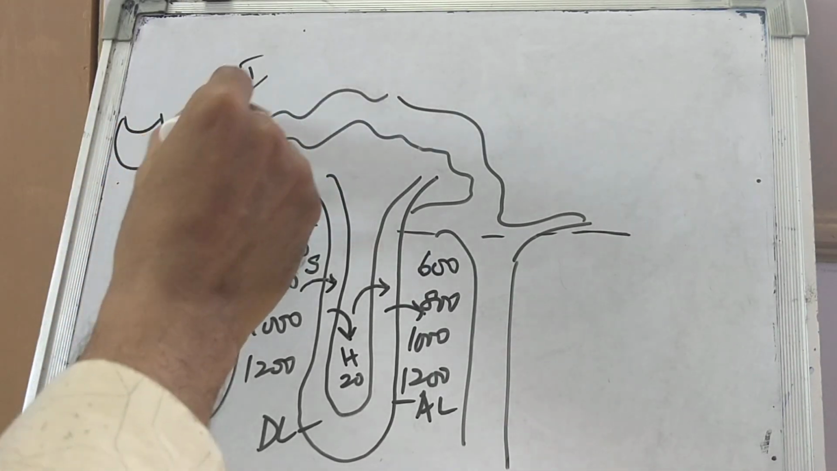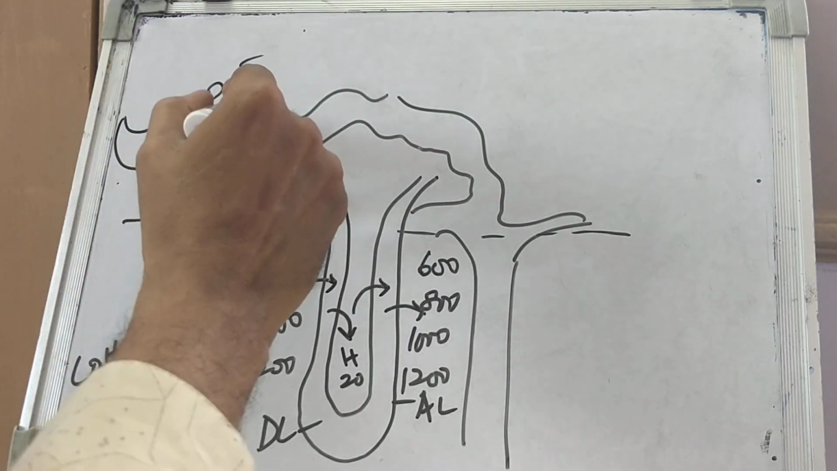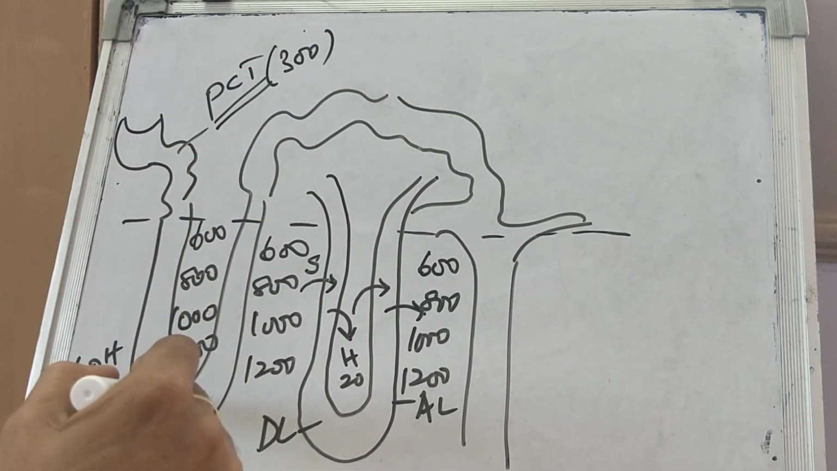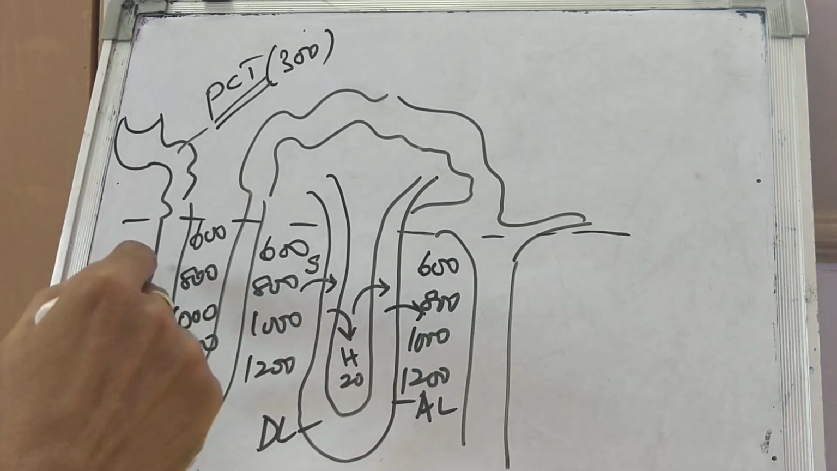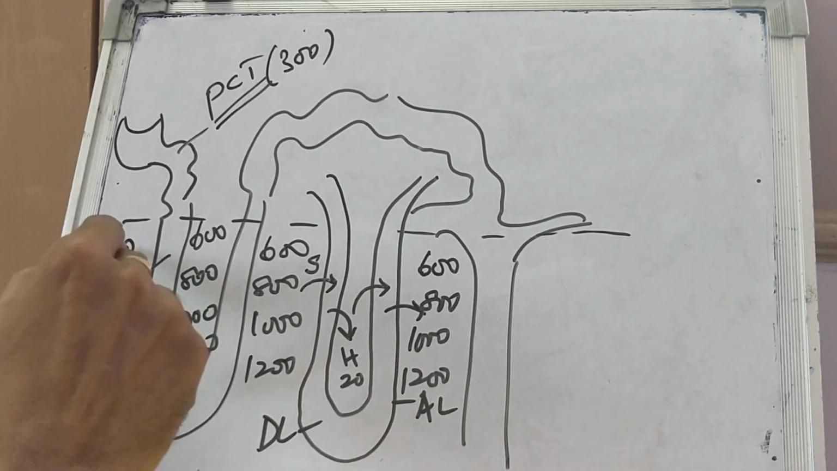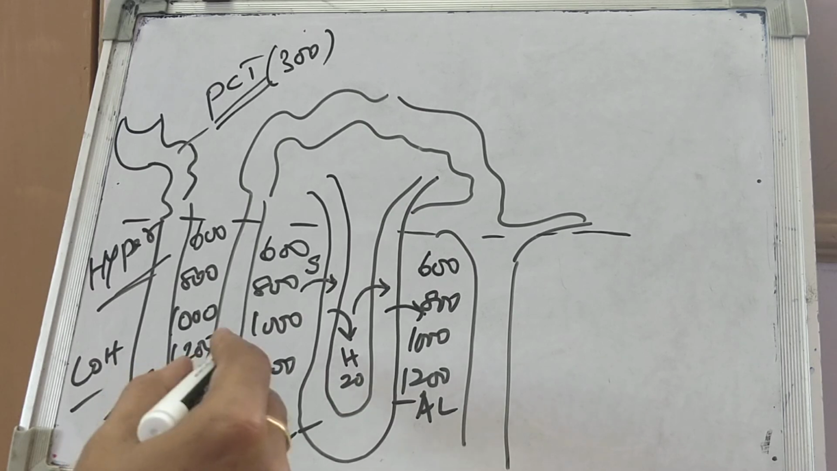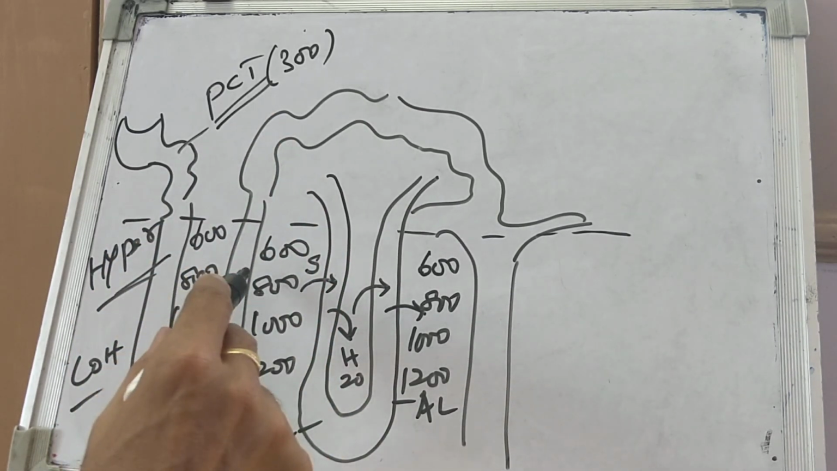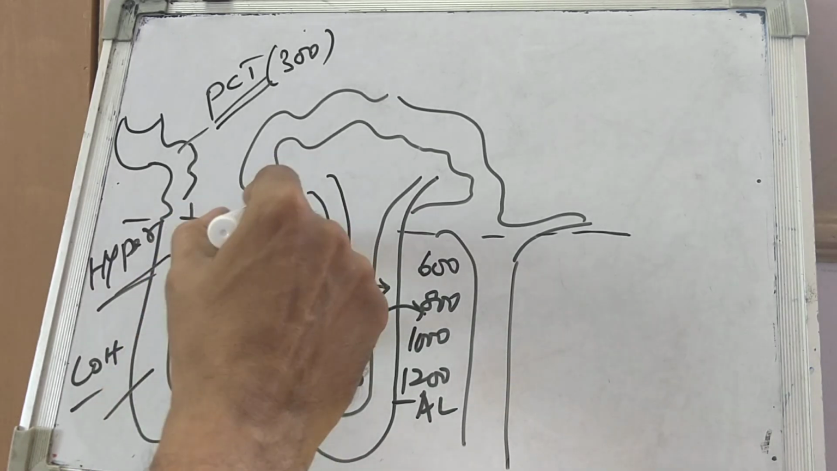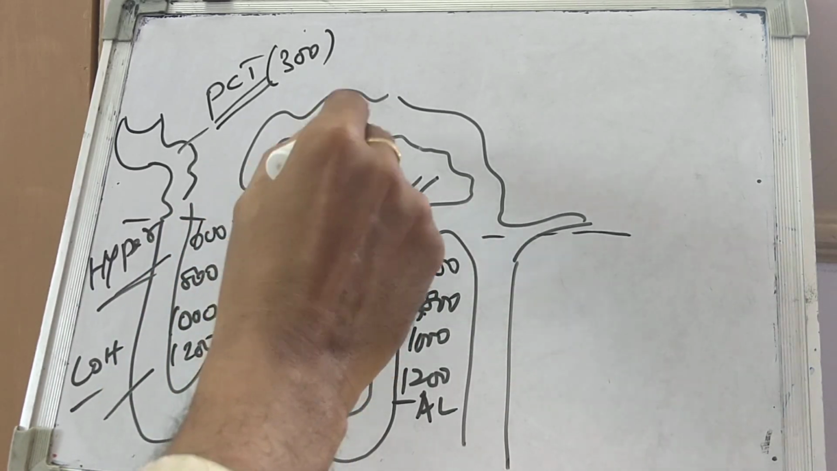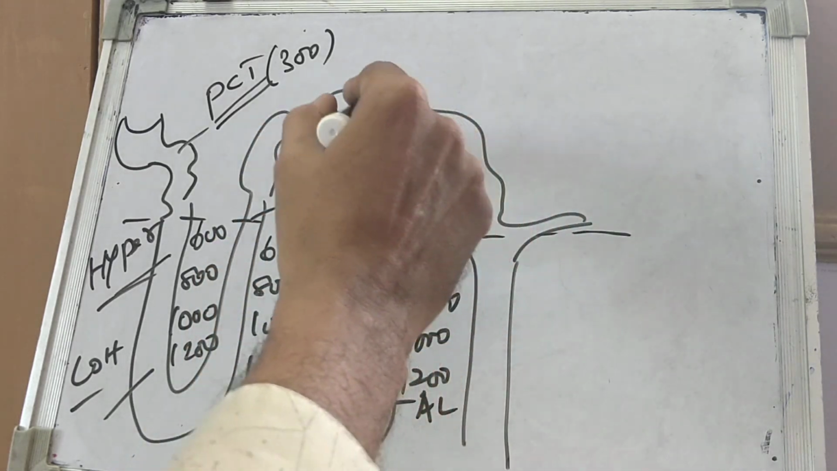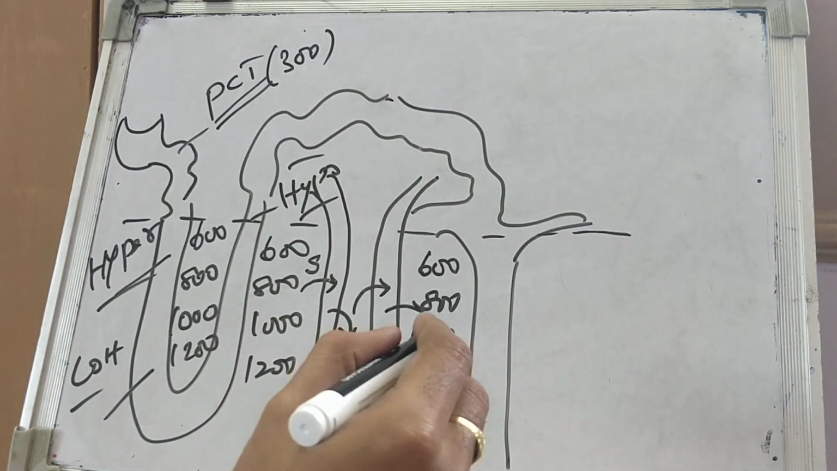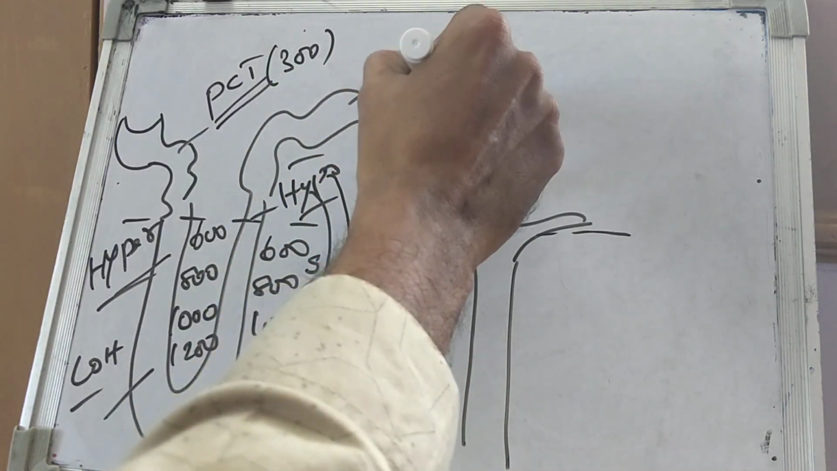Now, I told you in the PCT, the osmolarity is similar to the plasma, say 300 milliosmoles. And when it is going to the descending loop of Henle, where water alone is reabsorbed, the urine will be a hypertonic urine. That is, the solute concentration will be increased. And when it is moving up in the ascending limb, solute will be moving out. So the urine becomes hypotonic. And in the distal convoluted tubule, the urine is more hypotonic. Here also some sodium chloride absorption is taking place. So it is more hypotonic.